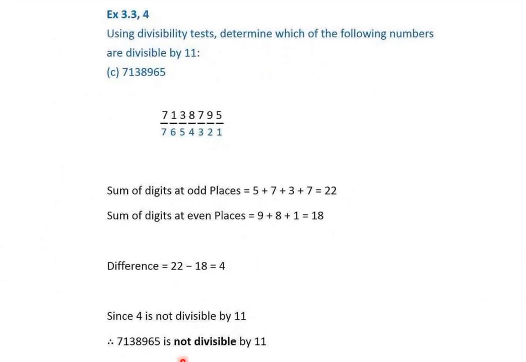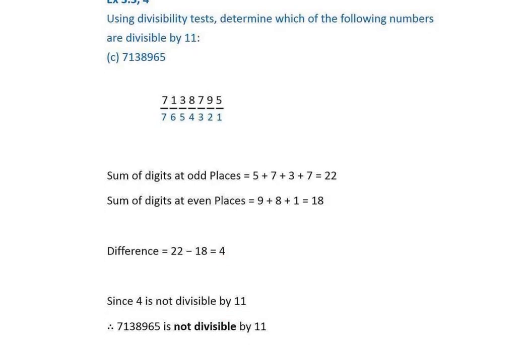The next question is with this number 7, 1, 3, 8, 9, 6 and 5. So odd places numbers added 5 plus 7 plus 3 plus 7, got the answer 22. Even places added 9 plus 8 plus 1, and the answer got 18. So when 22 and 18 were subtracted, the answer was 4. So 4 we do not need, we need 0 or a multiple of 11. So as the answer we received is 4, the given number is not divisible by 11.